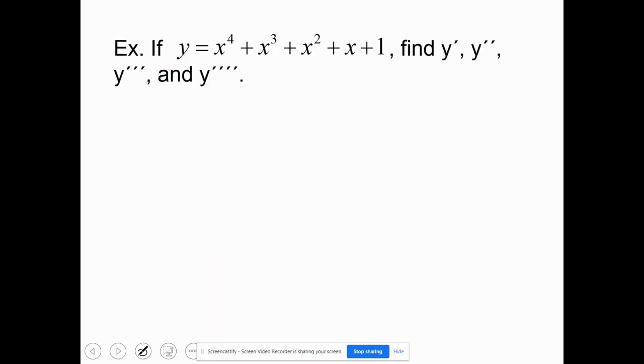Okay, once you pause this, copy down the problem, and then come up with the first 4 derivatives for me. And once you have those, you can go ahead and play this again and see if your answers match up with my answers.